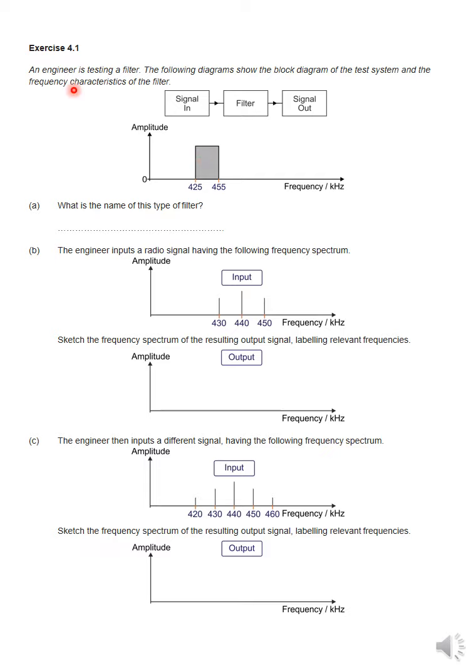Now, as an exercise, an engineer is testing a filter. The following diagram shows the block diagram of the test system and the frequency characteristics of the filter. So you have a signal input, signal output, and you have a filter. If you see, it operates in the frequency range of 425 kilohertz to 455 kilohertz. So the first question is, what is the name of this filter? The name of this filter is band pass filter because it is operating in a particular band of frequencies.